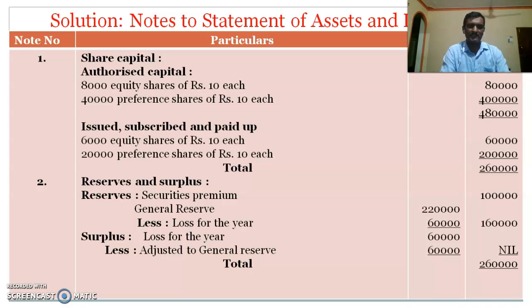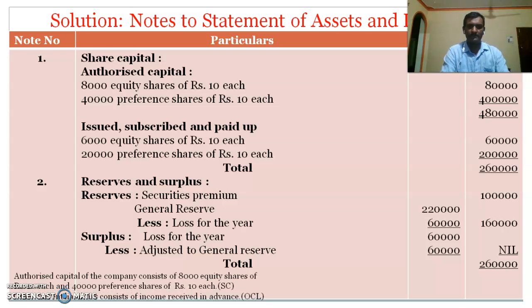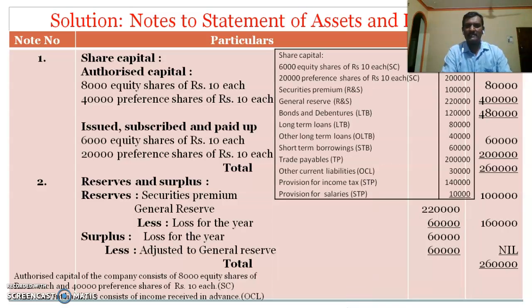Next we have to take issued, subscribed and paid up capital as given in the problem. Here 6,000 equity shares of rupees 10 each and 20,000 preferred shares of rupees 10 each, and the total is taken to the outer column. Then after that we have to move towards the next note, that is reserves and surplus. About this reserves and surplus, they have given information like securities premium and general reserves. Two items are related to this head, and securities premium is taken directly to the outer column.